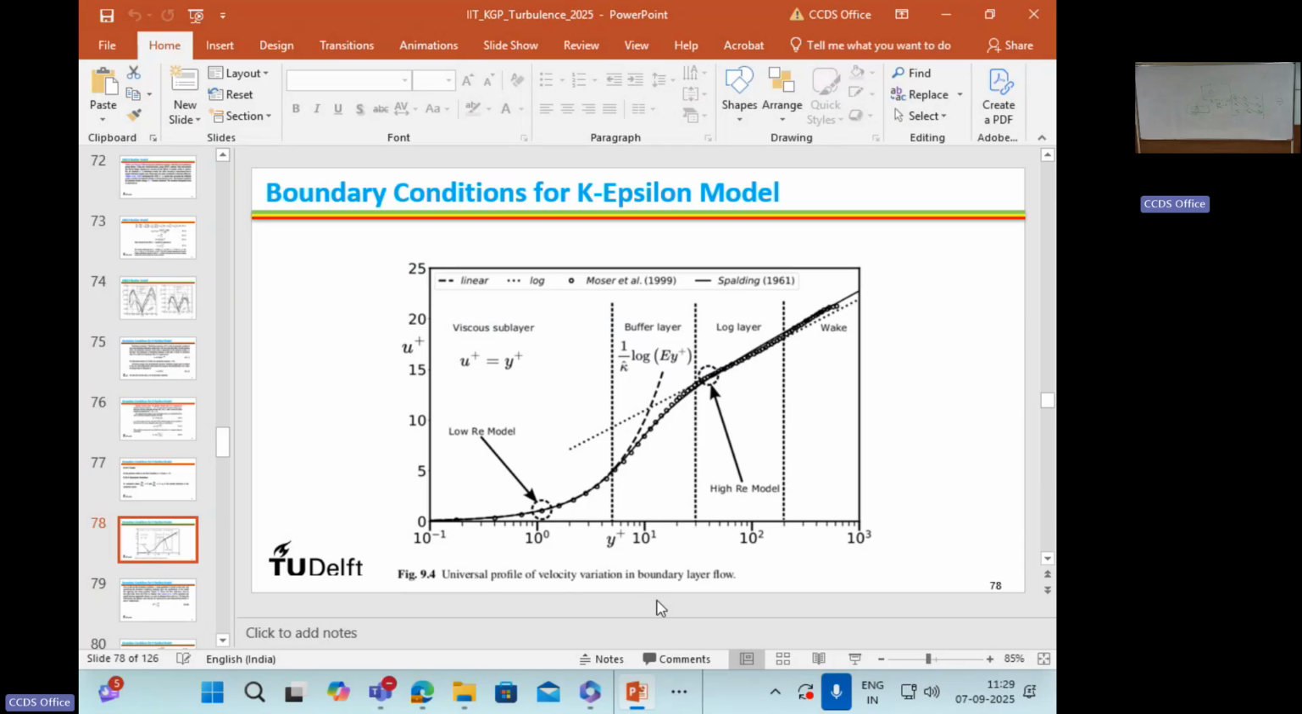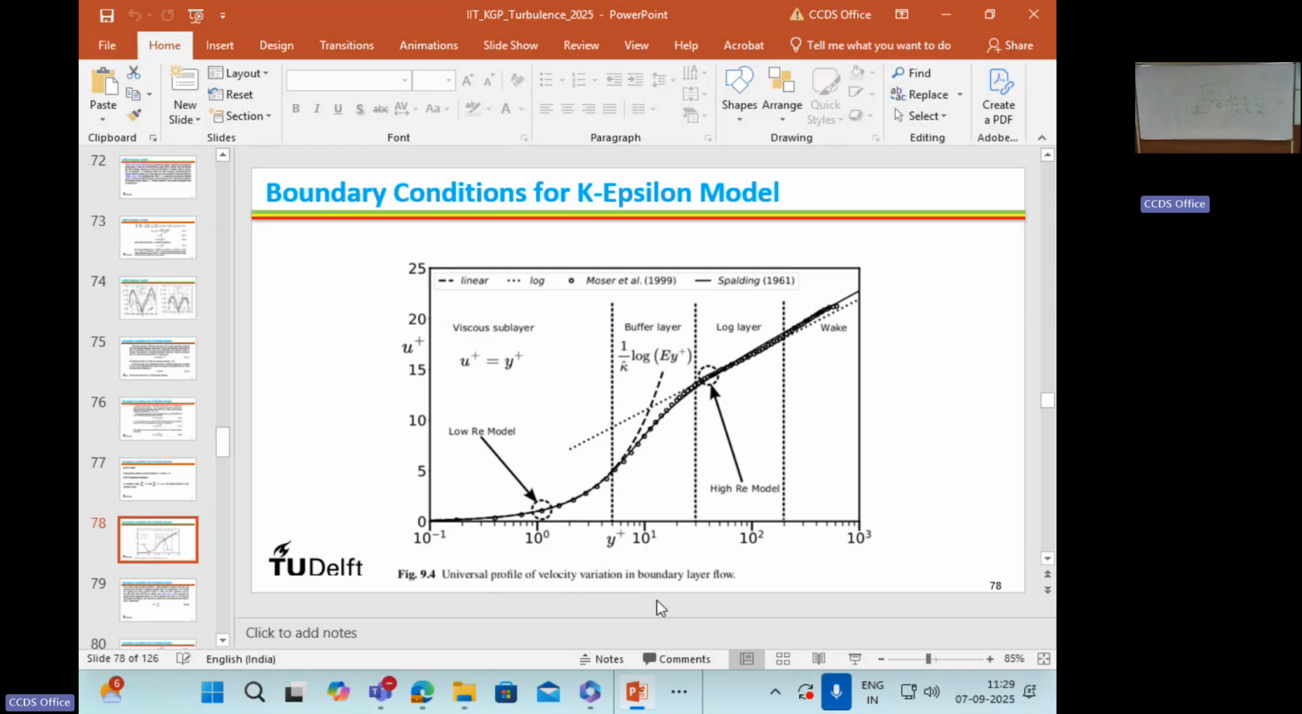Okay. So then what happened? This is the DNS data. They did the DNS, they resolved all the scales. This is a famous group from Stanford, I guess. They did the DNS simulation and fit the curve, right? Starting from y plus less than 5 or 1 to the higher y plus up to 1000, they fit the curve. So this is how the curvature is going, the linear profile. This is where the logarithmic profile is.